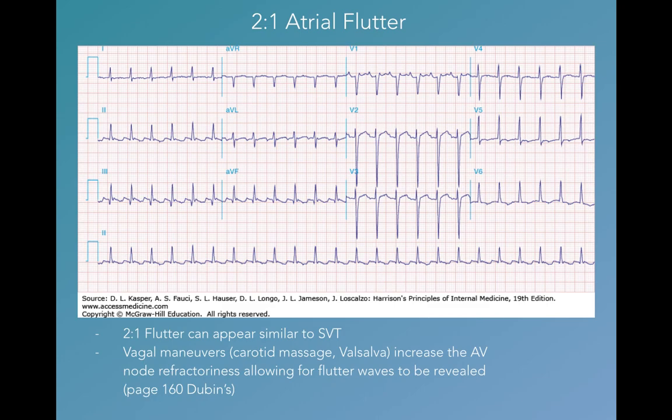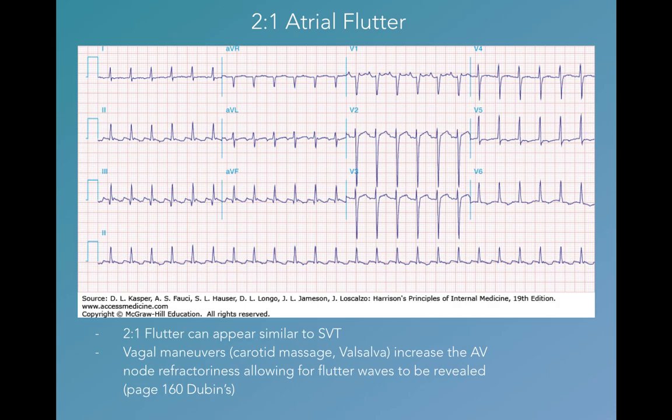In this case, I'm showing 2-to-1 atrial flutter. And I'm showing that because, look at the rhythm strip, you can count that for every 1 QRS, there's about 2 P waves. It's a little harder to see. And I put that in here because 2-to-1 flutter can appear similar to SVT, where you're not sure what's a T wave, what's a P wave.